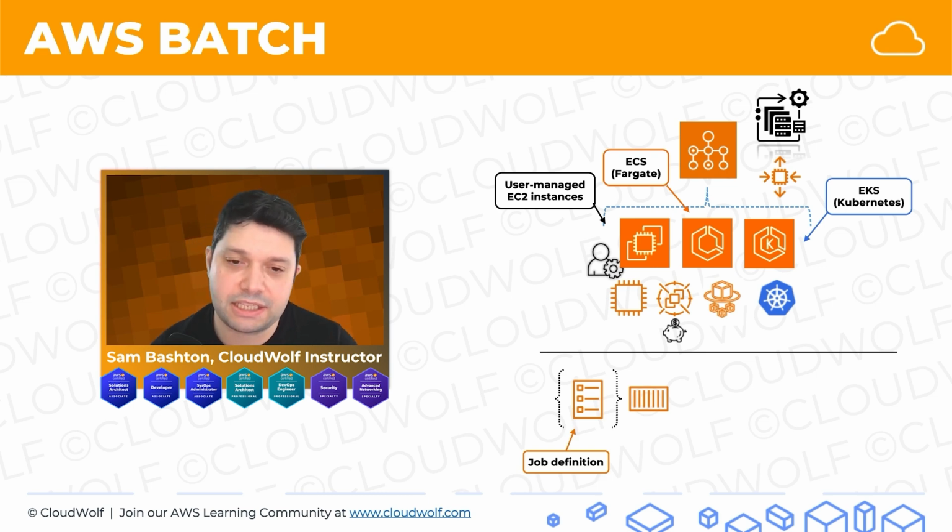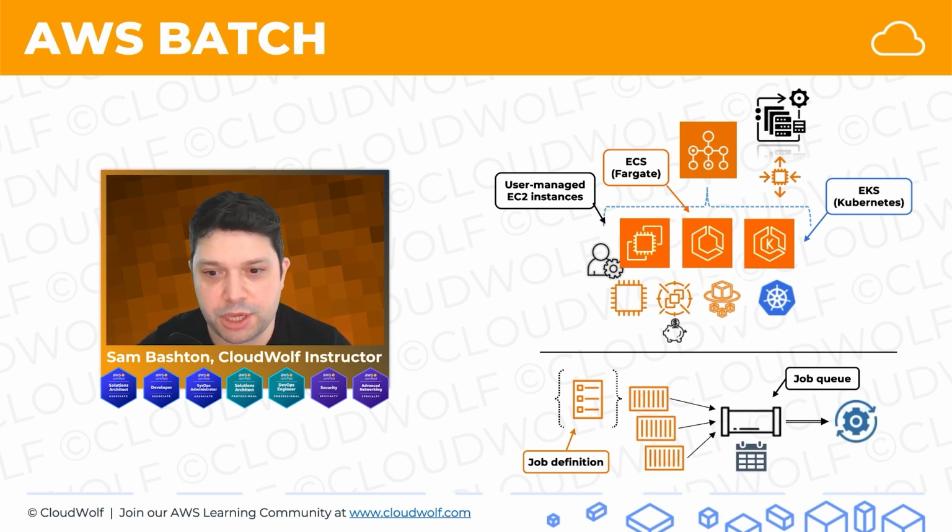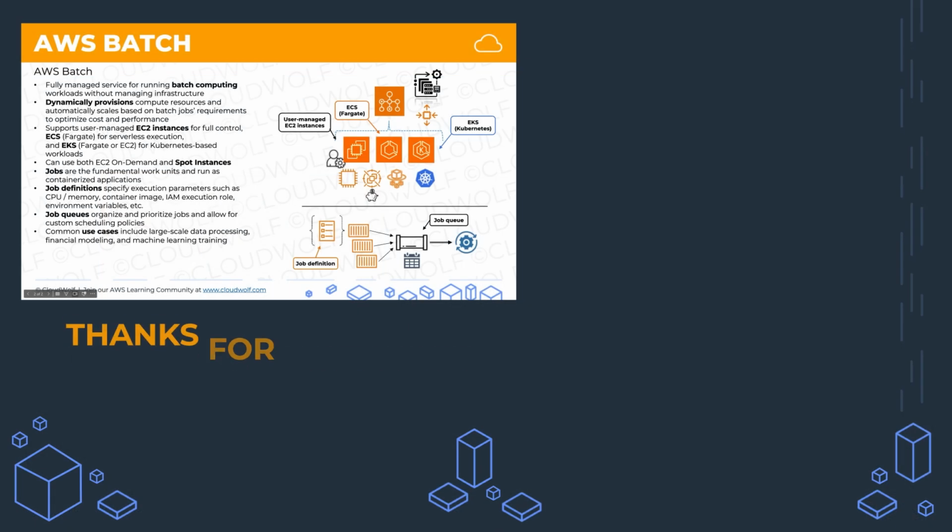So Batch has a variety of concepts which, as I say, you don't really need to know the details of for the exam. It has job definitions where you define, like, here's what I want to happen with Batch. You have a job queue, and you have compute resources which, as I said before, EC2, Fargate and EKS are your options there. Here's a nice summary for you.